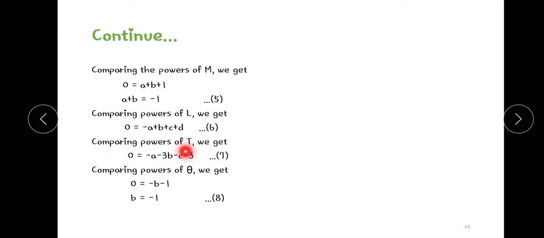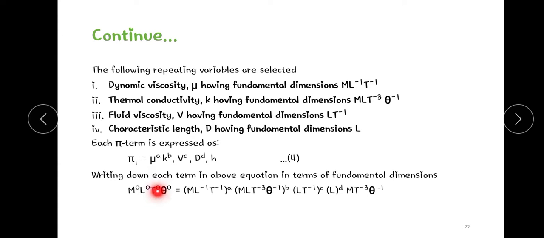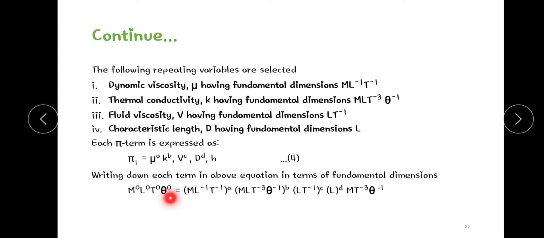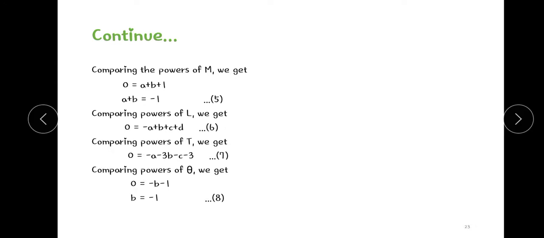After that, comparing the powers of t, the power of t is 0, and on the right minus 1 into a, minus 3 into b, minus 1 into c, and minus 3. So 0 is equal to minus a minus 3b minus c minus 3. Now comparing the powers of theta, we get 0 is equal to minus b minus 1. So the value of b is minus 1.